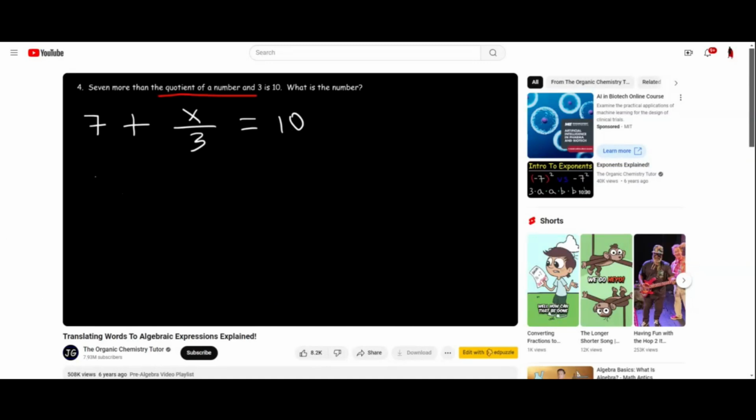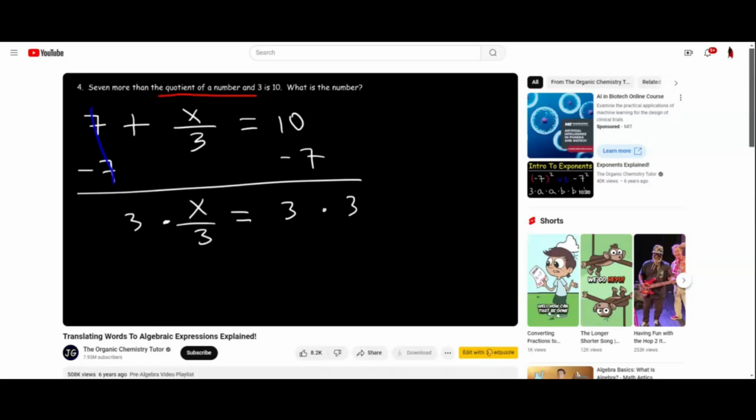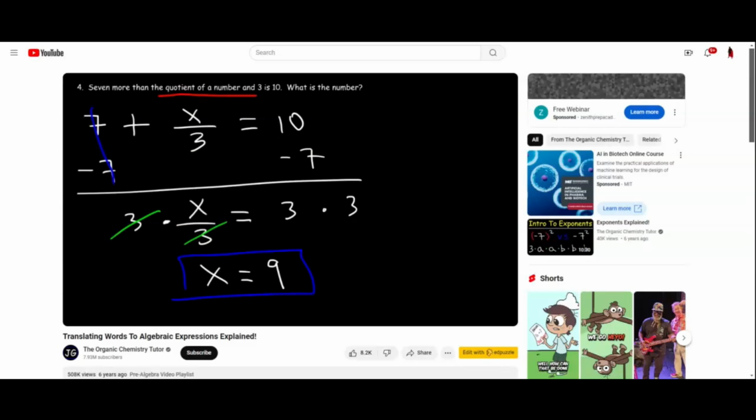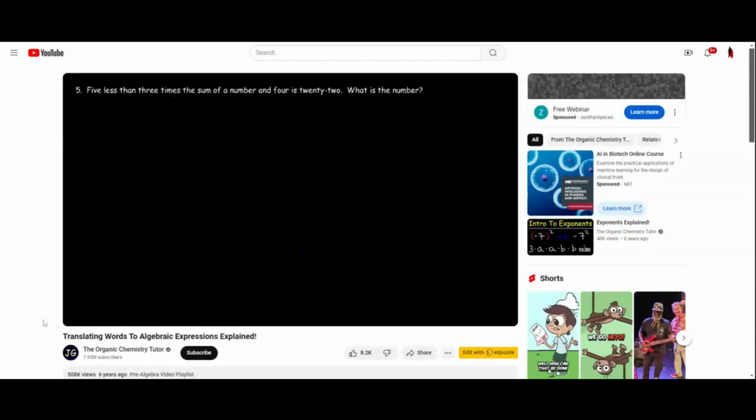So now we can solve the equation. Let's begin by subtracting both sides by 7. So x divided by 3 is equal to 10 minus 7, which is 3. Now let's multiply both sides by 3 in order to get rid of the fraction on the left. 3 divided by 3 is 1. And on the right we have 3 times 3, which is 9. So that is the number. x is 9.